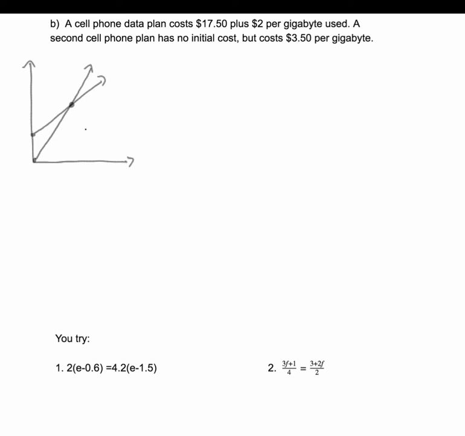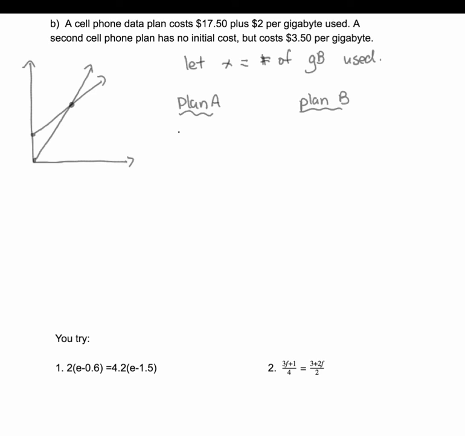Now what we're going to do is solve this using an algebraic approach. So we're going to create two equations here. First, we're going to say, let x represent my gigabytes. It's going to represent the number of gigabytes used. And then we have two cell phone plans, plan A and plan B. And we're going to try to create equations for both of them.